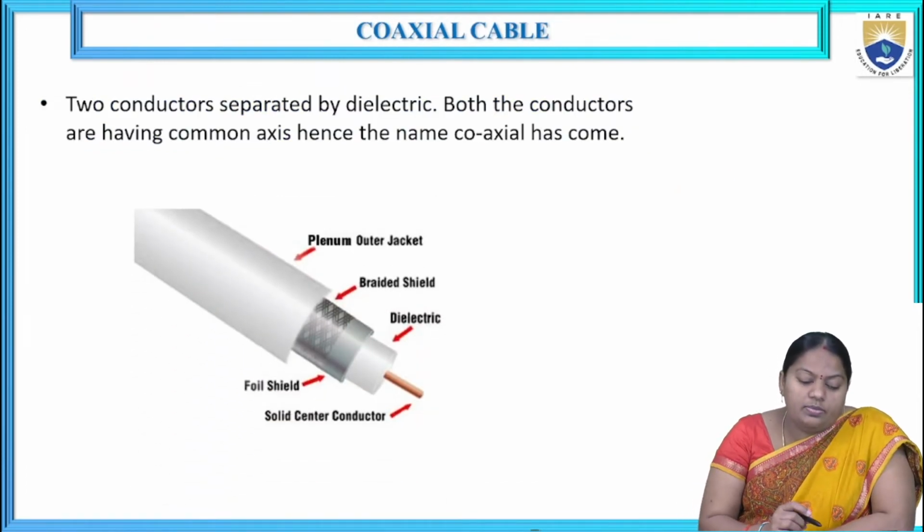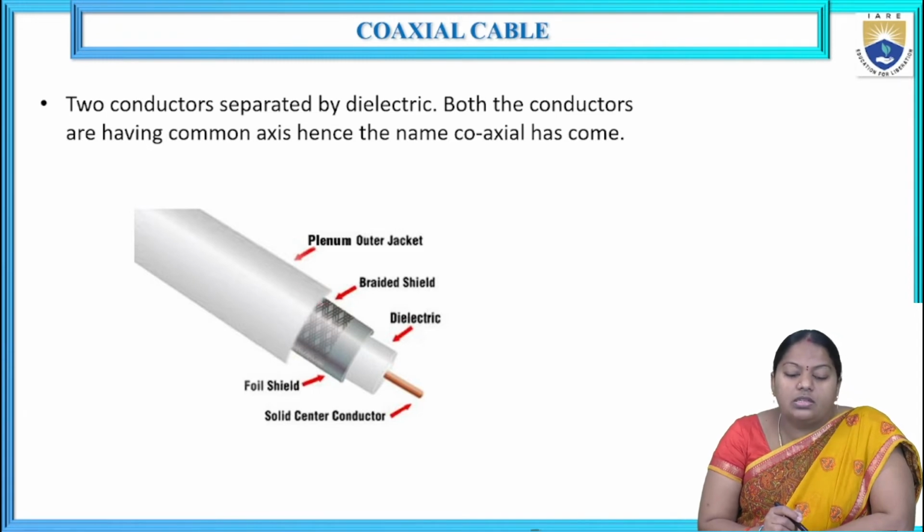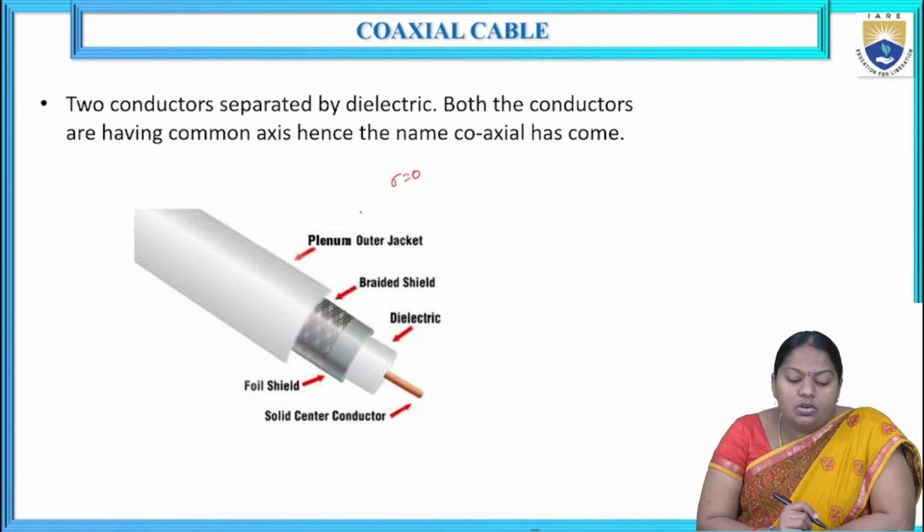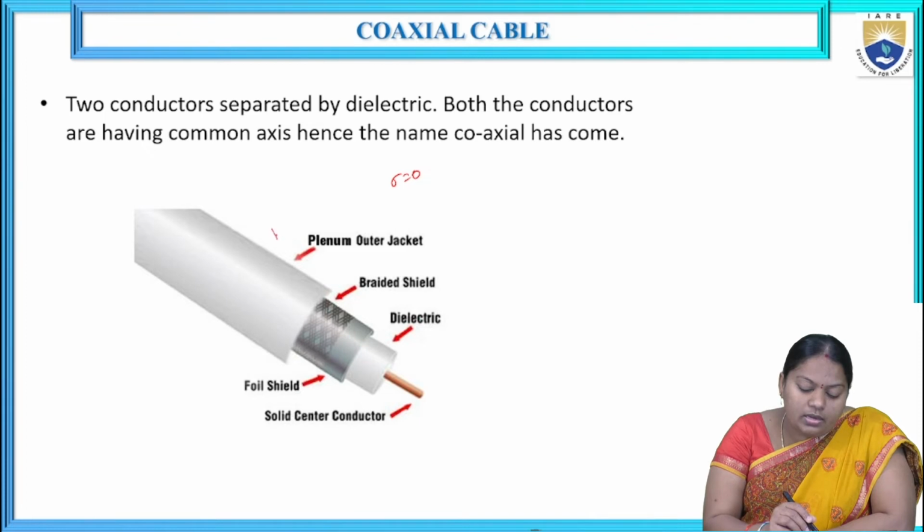It basically consists of two conductors separated by a dielectric. Dielectric is nothing but an insulating material which has conductivity sigma equal to 0. So two conductors are separated by a dielectric, and both conductors have a common axis, hence the name coaxial. So here the outer core is one conductor and the inner core is another conductor.